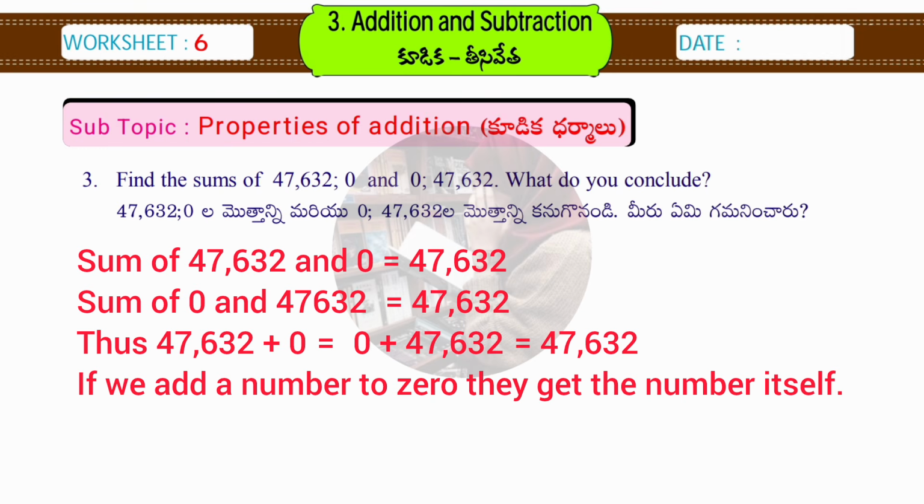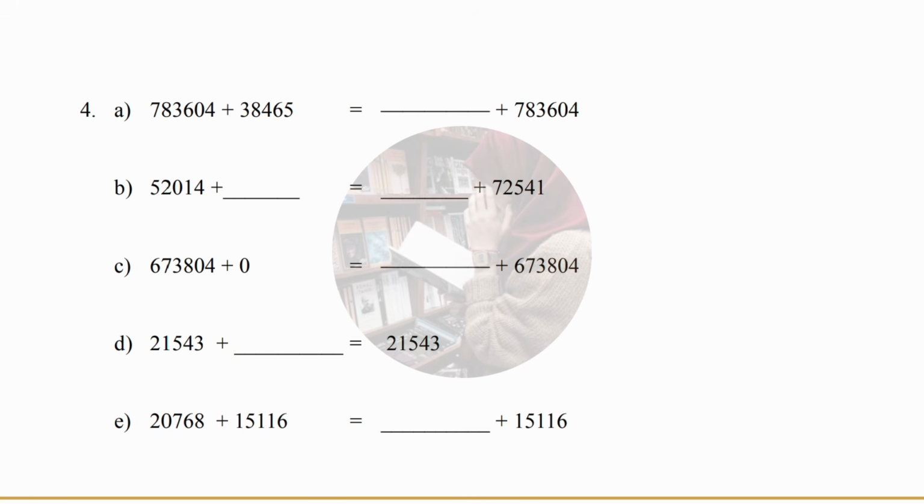Okay, now we'll move to the fourth question, which is fill in the blanks type. Let's see the first one. 7,83,604 plus 38,465 is equal to dash plus 7,83,604. I already told you, shifting the numbers or changing the order of the numbers doesn't change the answer. So you have to write down the other number here, that means 38,465.